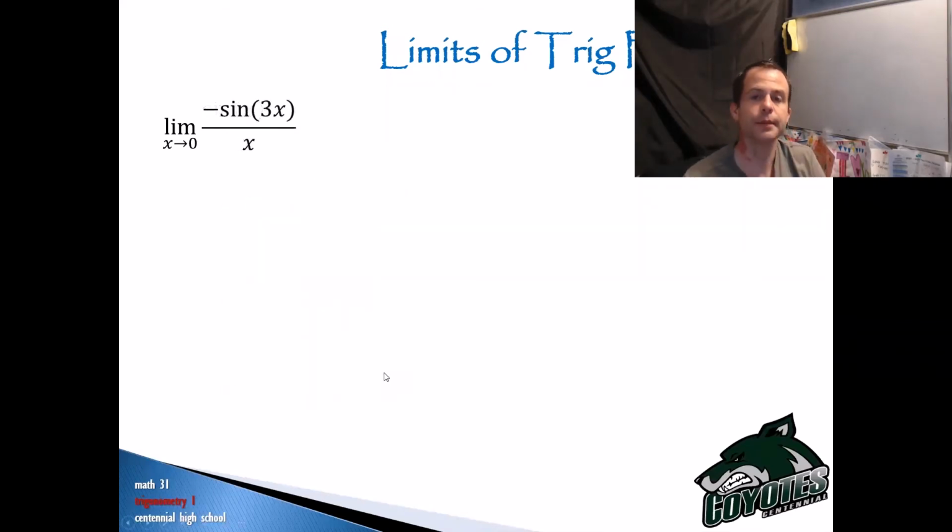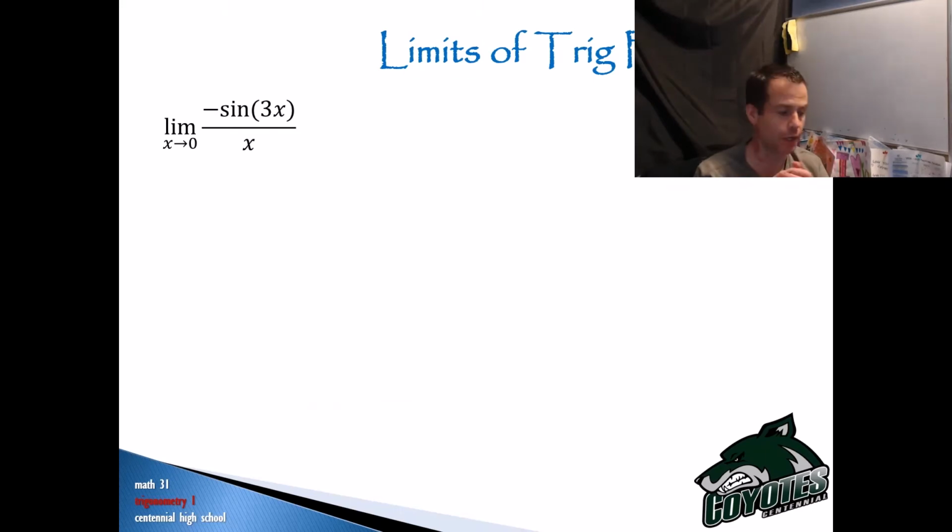So limit of negative sine 3x over x as x approaches 0. Okay. Well, the negative in front of the sine doesn't really bother me because that could be just a coefficient, right? I could just pull -1 to the front. But the 3x inside sine bothers me right now. I can't do that unless it's a 3x on the bottom.